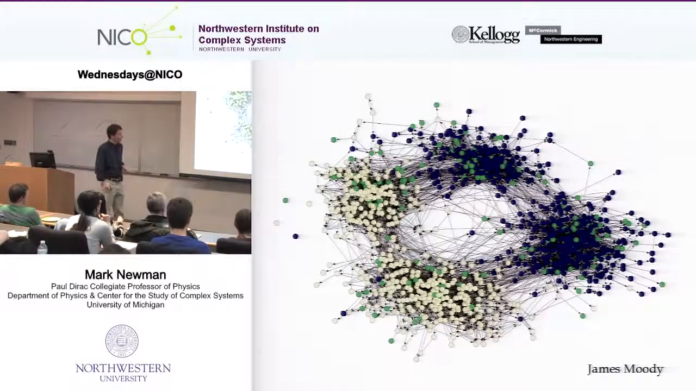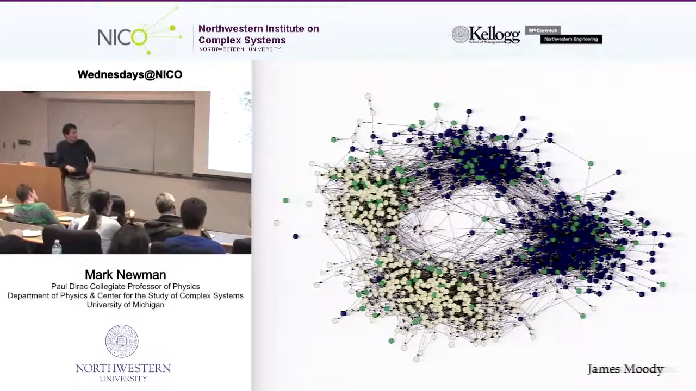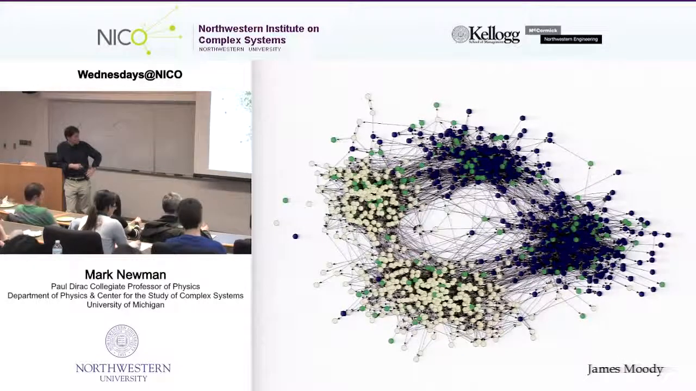So here's a fun network. This is a network that I got from Jim Moody, who's at Duke University. And this is from a large study he did of friendship patterns amongst school kids in US schools. So this particular network here is for a school. The nodes represent the students in school, and the edges represent who's friends with whom.